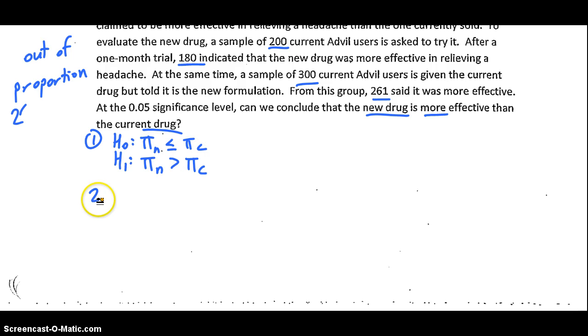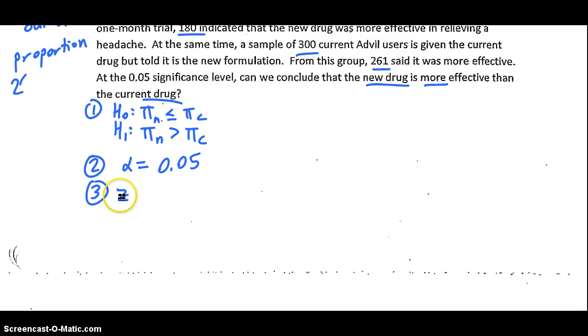Step 2, alpha, that's 0.05. It won't always be 0.05, but it is in this case. Step 3, this is a z-test because both of our samples are larger than 30. But this is a 2 proportion, so we'll have to remember that for when we do our formula.